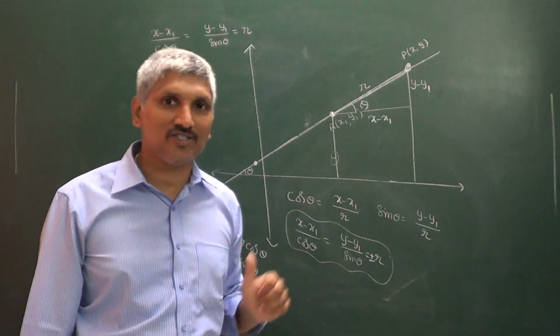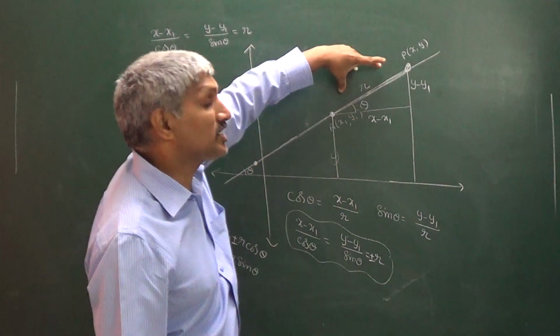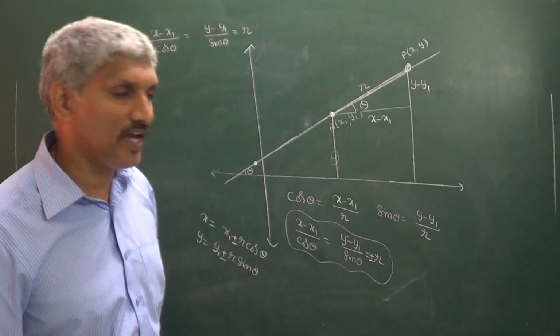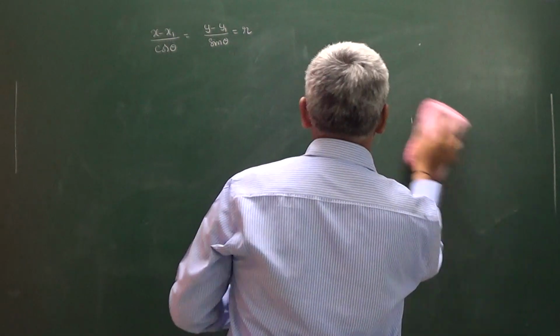That is the advantage of this particular information. This is called the distance form of a line, or we can call it the symmetric form of a line. So, another application based on this question.